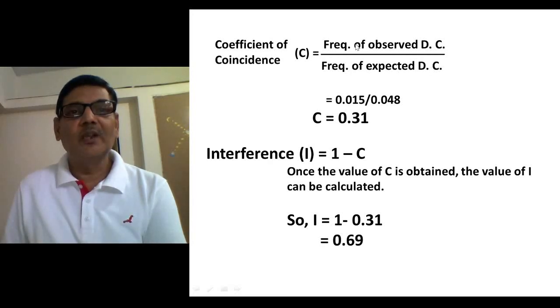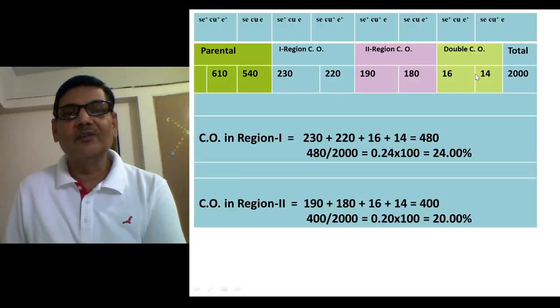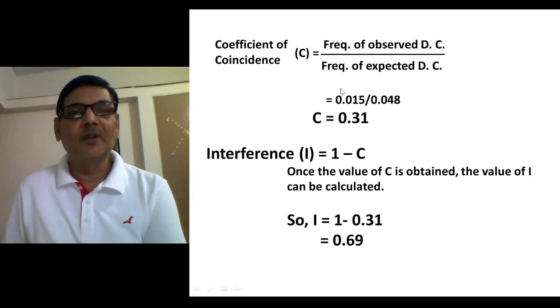So what have we observed? We have observed the total number of observed cases, that is double crossovers, you can see in this case are 16 and 14, so they are actually 30 in number. So this number we are taking, 30 out of 2000. So that will become the frequency of observed double crossovers. We are observing 30 double crossovers. So 30 divided by 2000, this value will come 0.015.